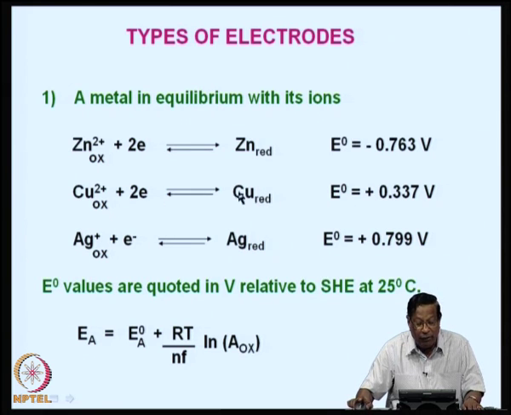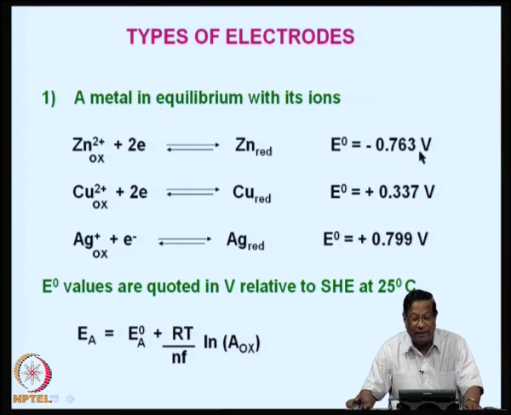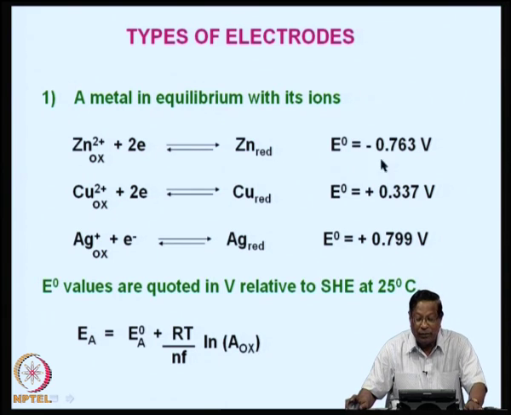So, compared to if you connect this with hydrogen, you will get 0.337 volts. So, which is a better oxidizing agent among these two? This is minus, this is plus, and zinc would be a better reducing agent, because it is a minus value compared to the standard hydrogen electrode. This way we can get comparisons.